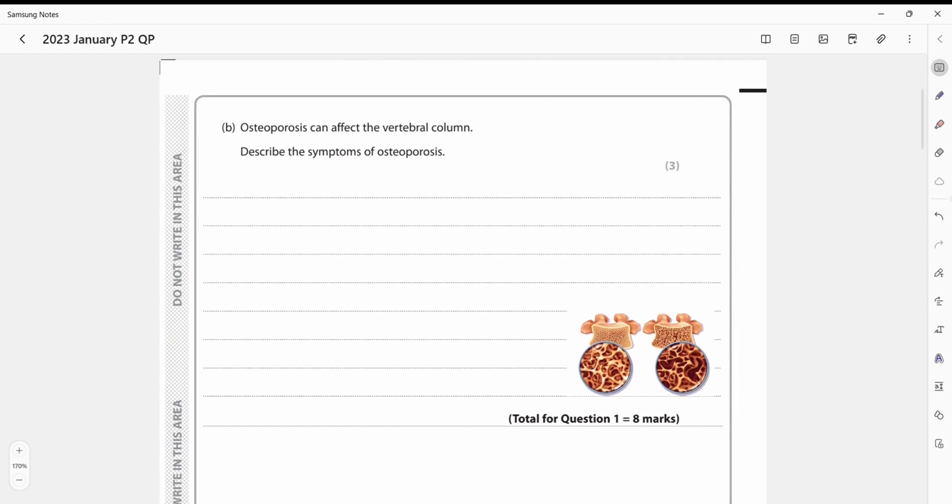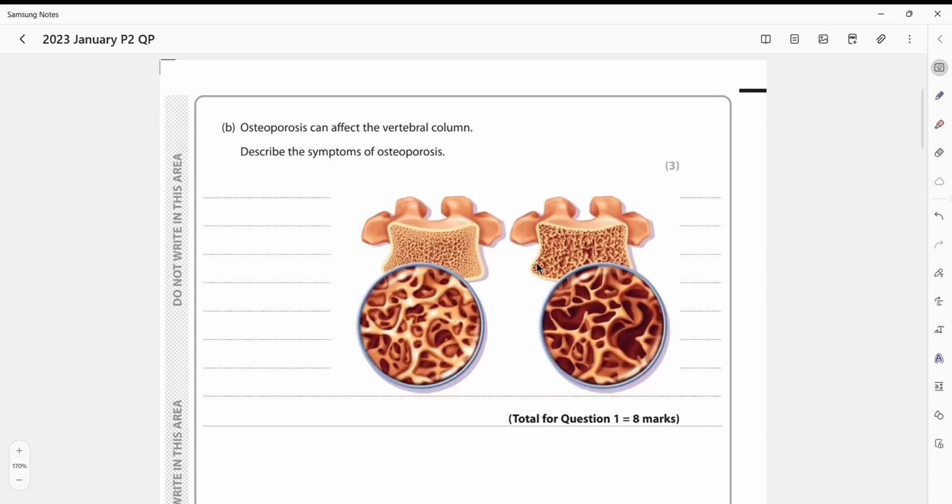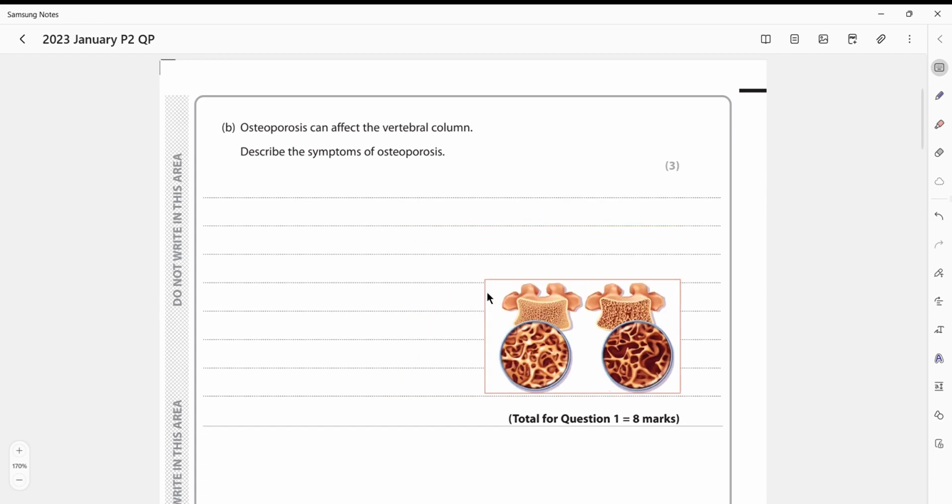Part B, osteoporosis can affect the vertebral column. Describe the symptoms of osteoporosis. I included a diagram here which shows the difference between a normal bone and a bone with osteoporosis. So on the right, we have osteoporosis and we can see that it's a lot more porous, right? And so there's an overall decrease in the bone mass. And if it's a lot more porous, then it's more likely to break or more likely to fracture. And that could affect the person's posture and also cause an immense amount of pain as well. So let's just write that down.